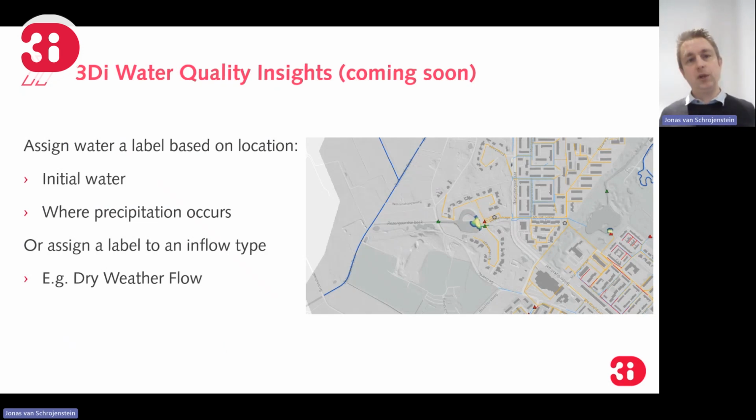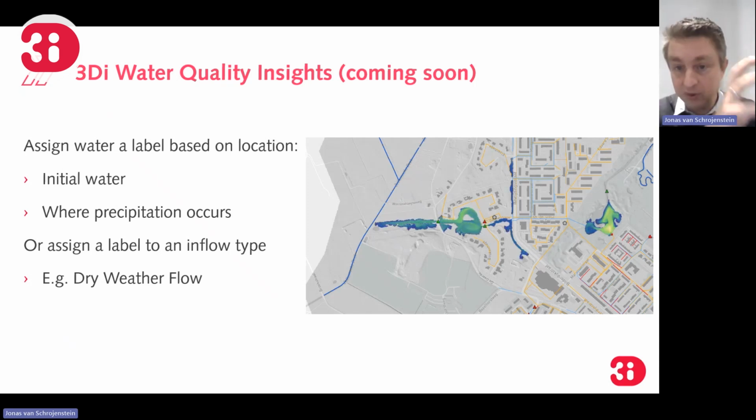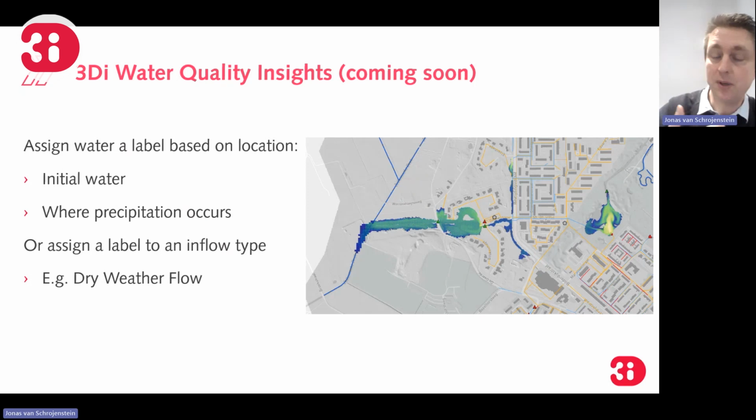The other thing that we do next to substance dispersion is assigning a water a label. You can do that based either on a location, for example, initial water that is in your system already, or where precipitation occurs, or you assign a label to a special inflow type like dry weather flow. And then you can see basically how that is spreading through your system.